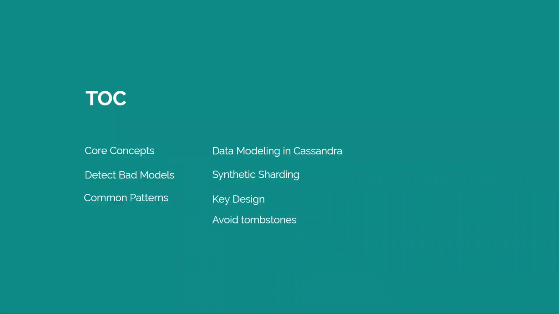Just a quick review of the table of contents, or agenda, for today. We're going to look at core concepts, data modeling in Cassandra, a bit about synthetic sharding, key design, and how to avoid tombstones. Those are the major reasons why migration projects fail. And when we are moving to Cassandra, what are the common patterns?